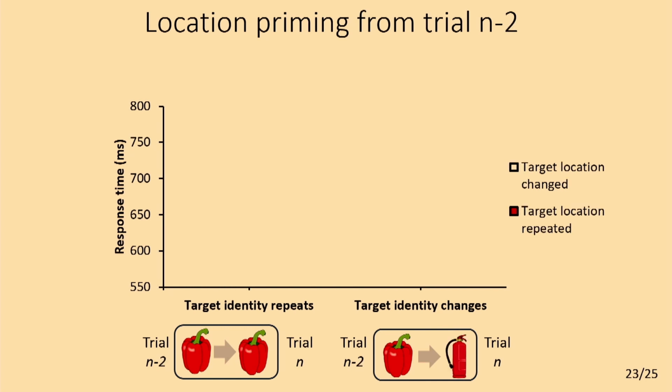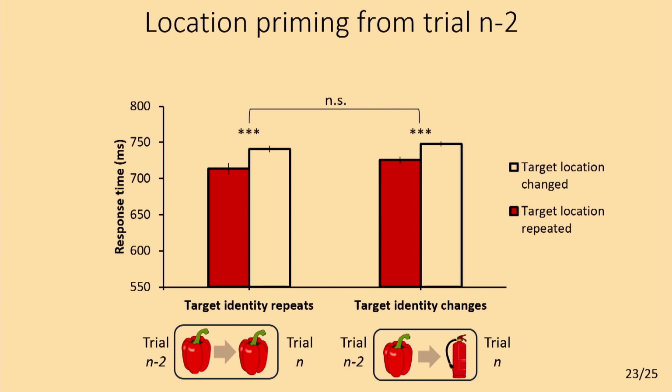The critical prediction was about the trial before the previous trial, or the n-2 trial. The proactive retrieval account predicts that the task cue should retrieve the most recent trial with the same task as on the current trial. So location priming should be larger when the target identity repeats than when it changes relative to the n-2 trial. The proactive attenuation account predicts that there should be no difference.